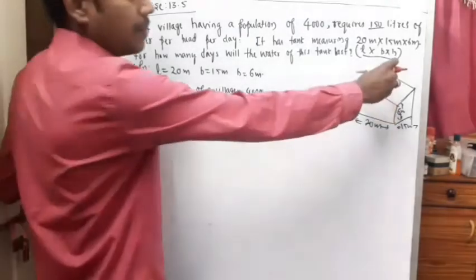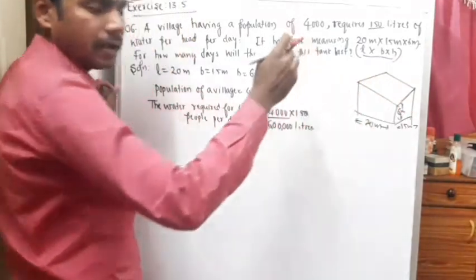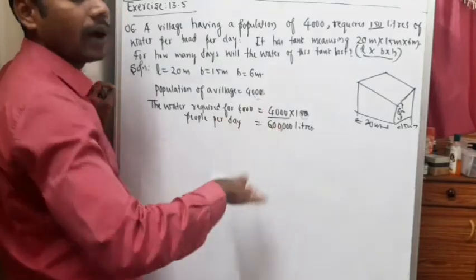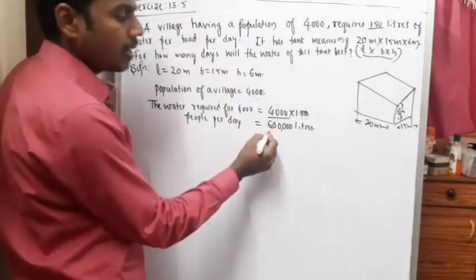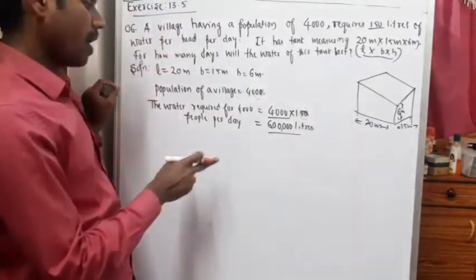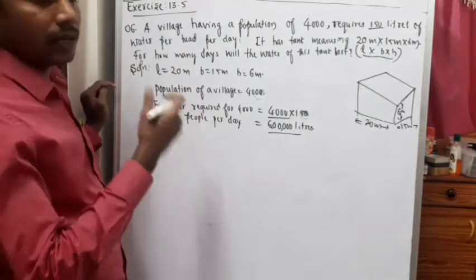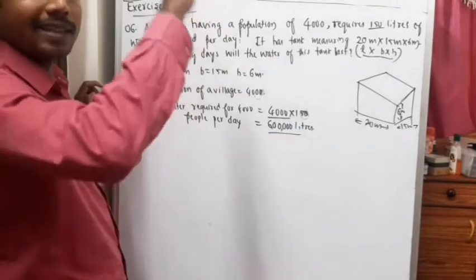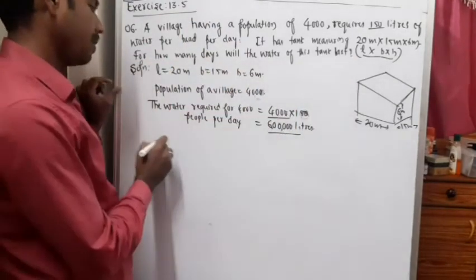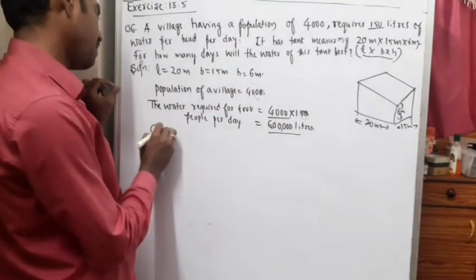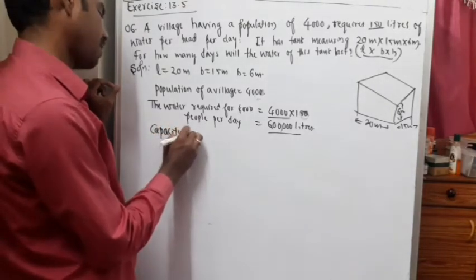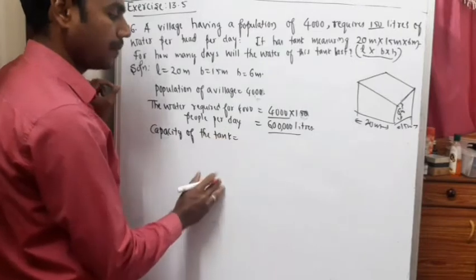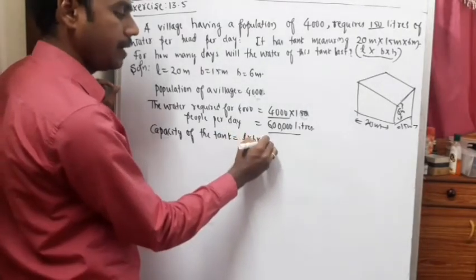First we'll measure the capacity of the tank. After measuring the capacity of the tank, if we divide the capacity of the tank by the water required for 4,000 people per day, it will give us how many days the water in the tank will last. Capacity of the tank is equal to what? Length into breadth into height.